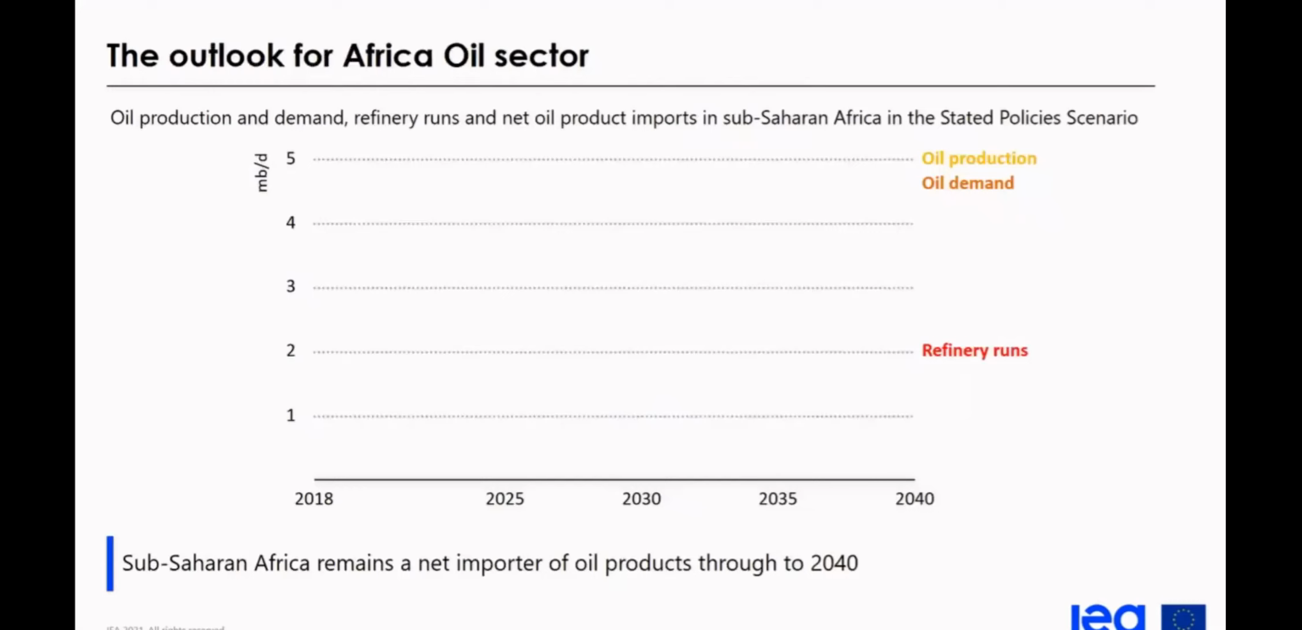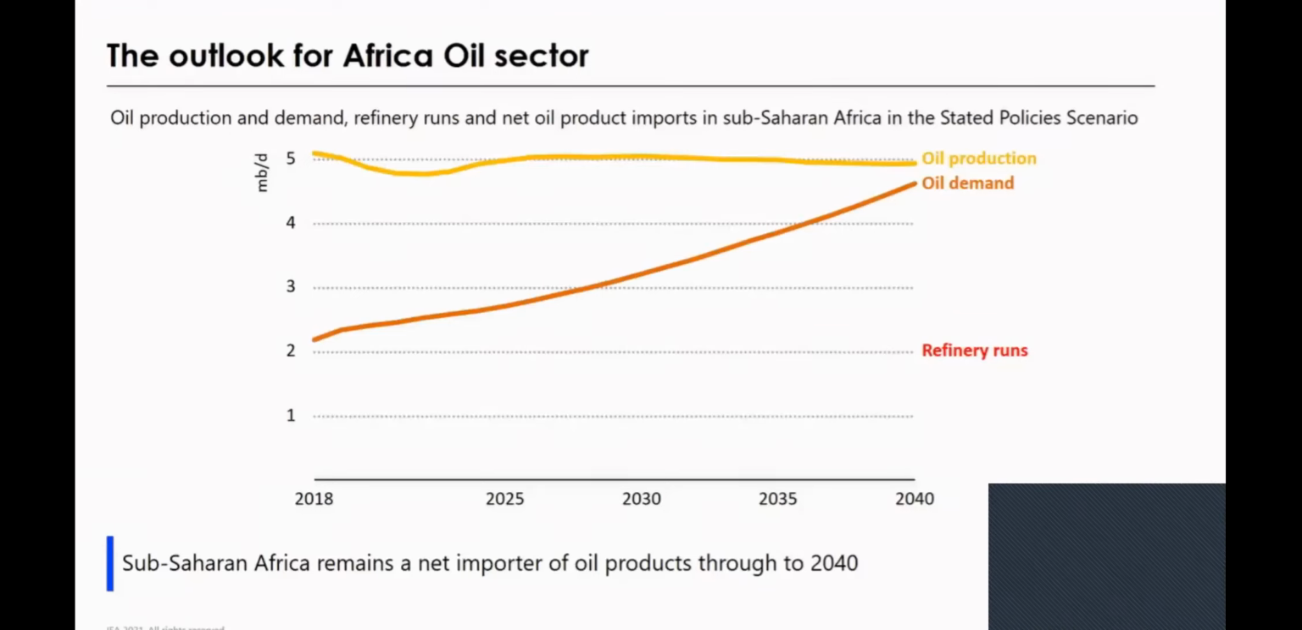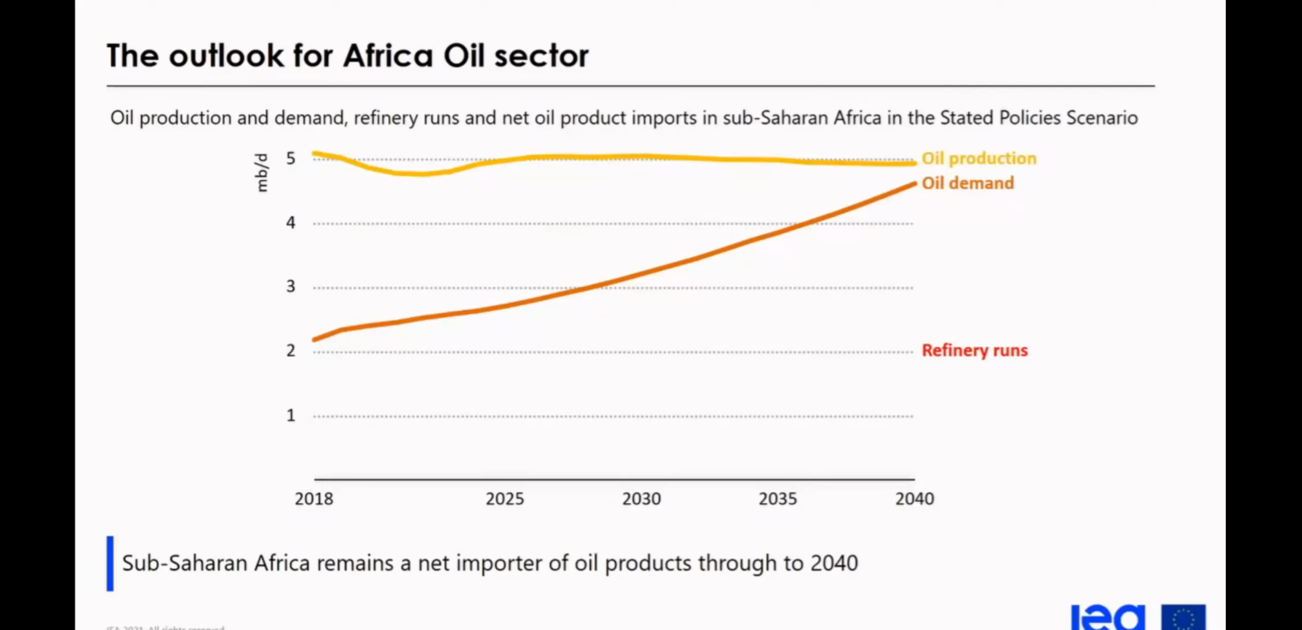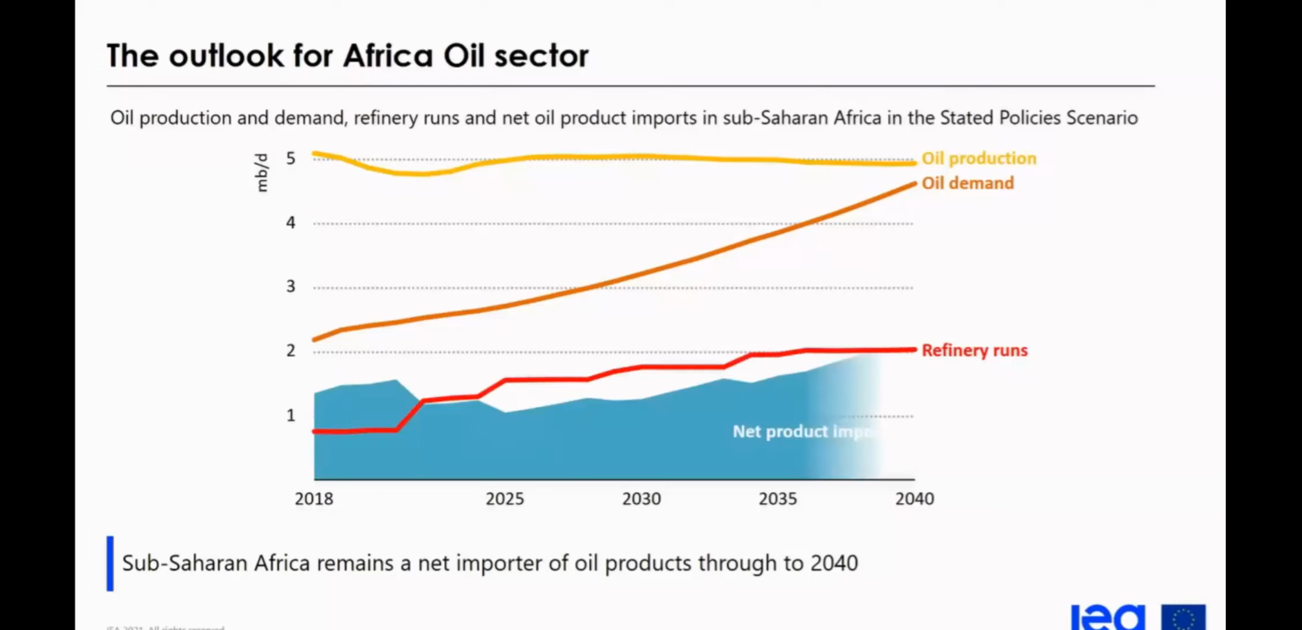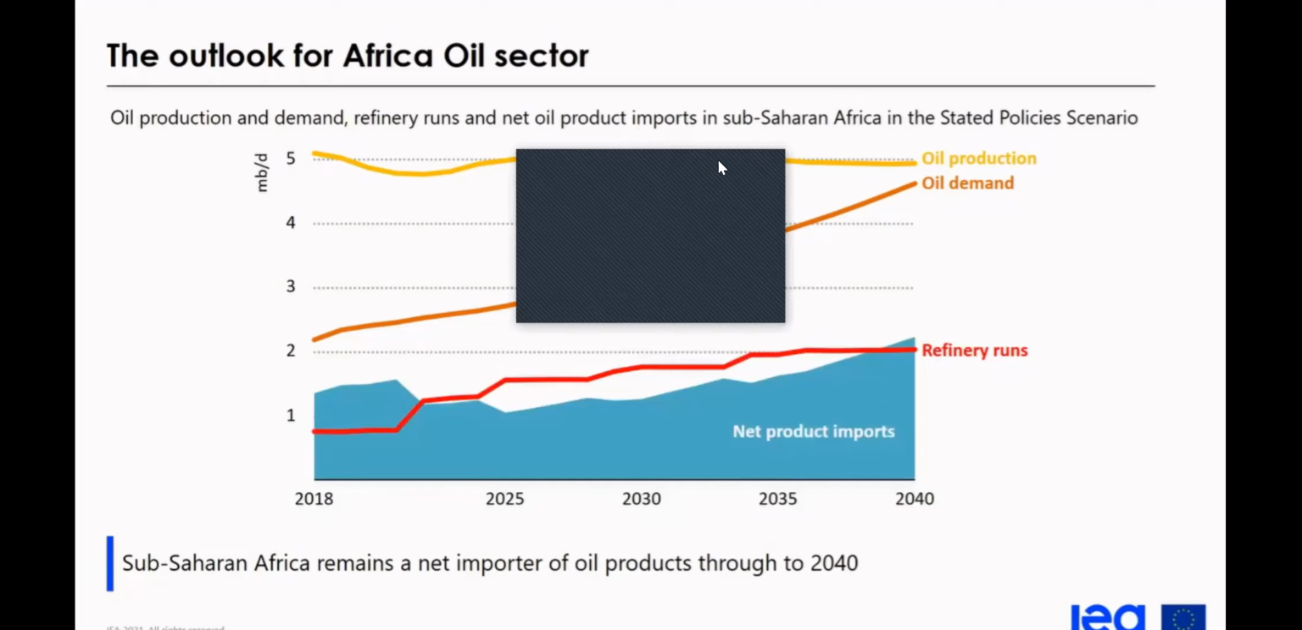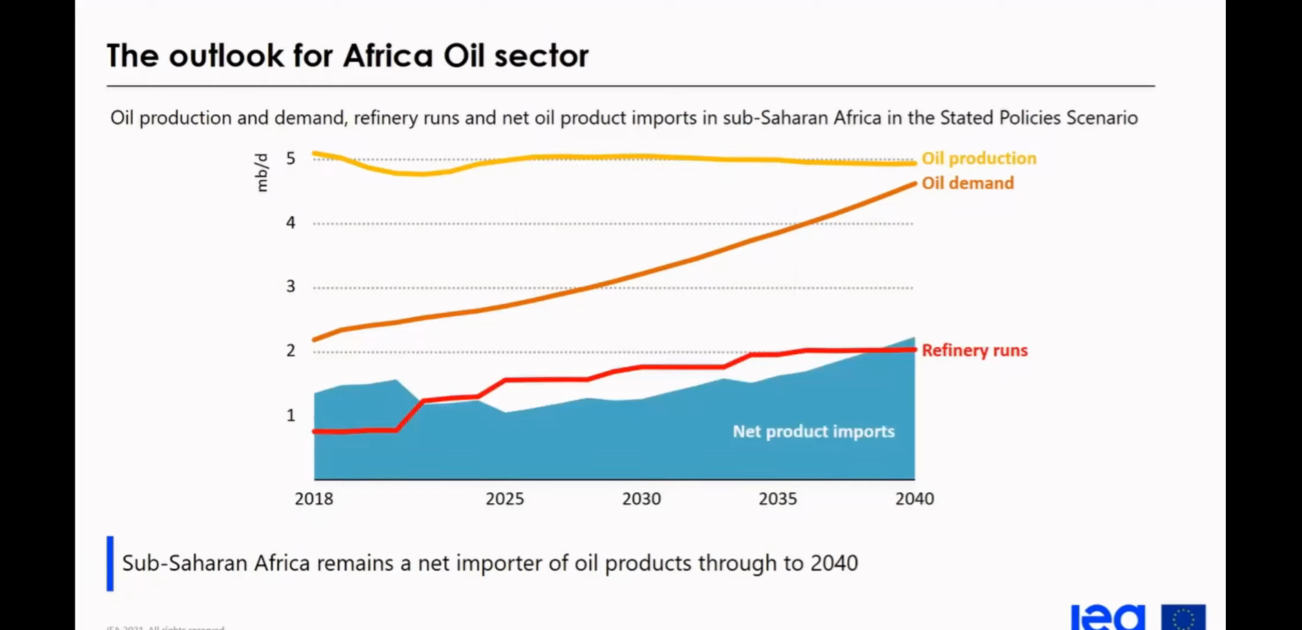The results of our outlook would be for the oil sector. We can see that we expect oil production, so crude oil production in Africa, to be stable, while demand for oil, which derives from demand from oil products, is expected to increase. So considering the evolution of refinery runs, so how much crude oil will be converted into oil products, we can deduct what will be the expected net product imports, and this gives a very good indication of dependency on imports.